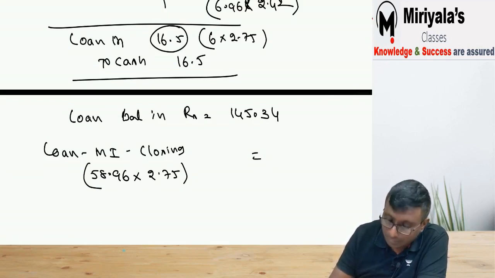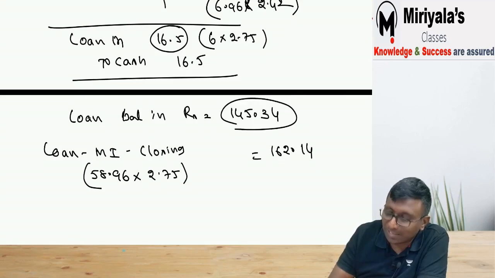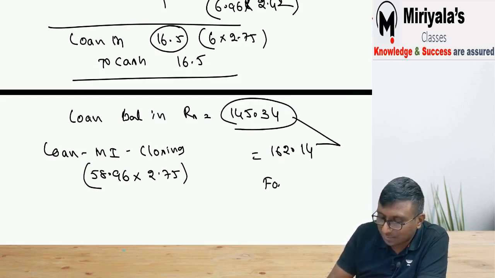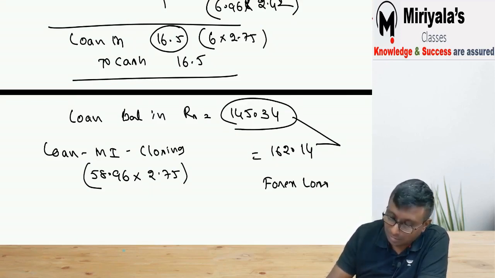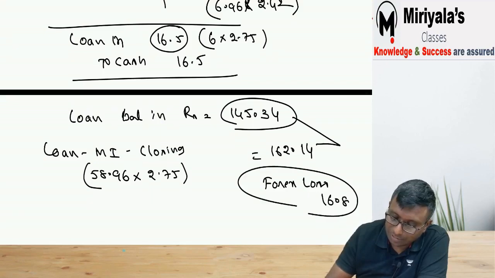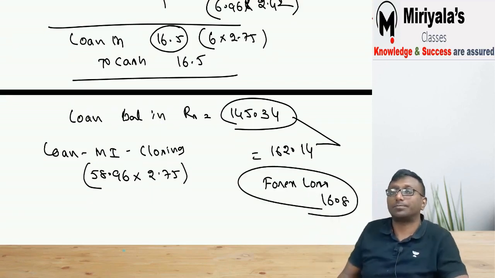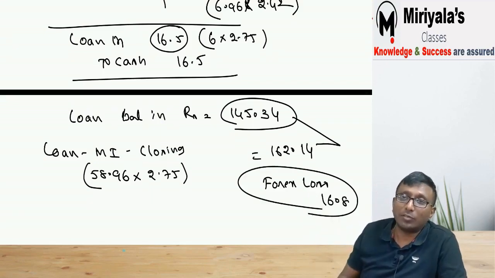It is 162.14. But what is the existing balance in the books? 145. Isn't it a forex loss? Yes. How much is the forex loss? 16.8 is the forex loss. That's all. We brought everything, whatever you wanted.